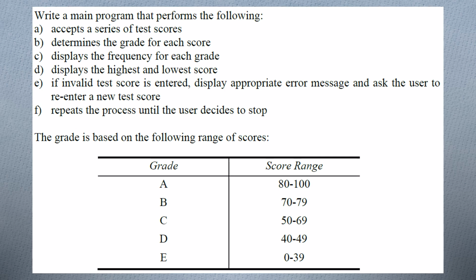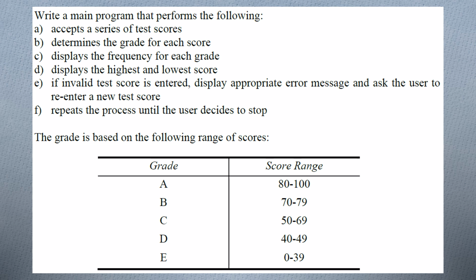So the question asks you to write a main program that performs the task. The first one is to accept a series of test scores. The second is to determine the grade for each score. Next, to display the frequency for each grade. Next, to display the highest and lowest score. And if the test score entered is invalid, then the program needs to display appropriate error messages. And the program is also required to repeat the process until the user decides to stop.